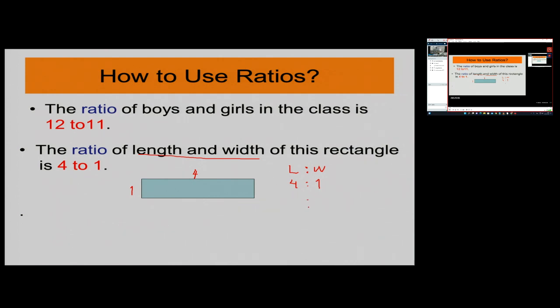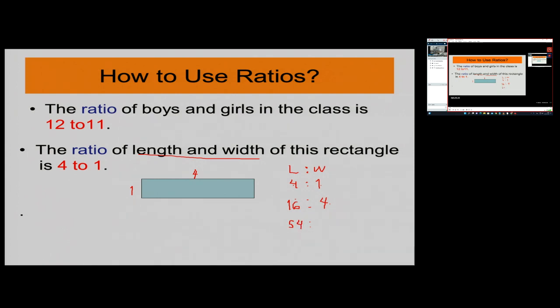Now, what if I have 4 inches of the width? What would be the length? The length would be 16. Very good. So 4 divided by 1 is 4 times 4. You'll have 16. Now, what if I have here 54 as the length?